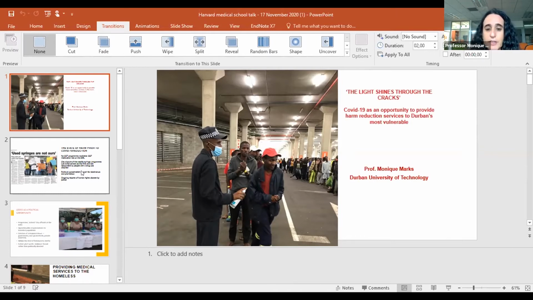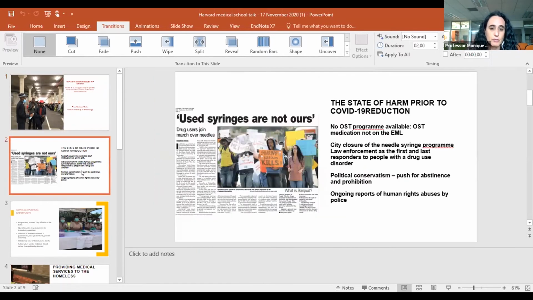So the picture that you can see in front of you represents one of the shelters that was established by the municipality for homeless people at the very beginning of lockdown. This particular photo is taken at one of the lockdown facilities, which was an underground parking lot at a sports ground where 260 people were housed throughout lockdown. And I can talk more about that later on. But let me get into the meat of this.